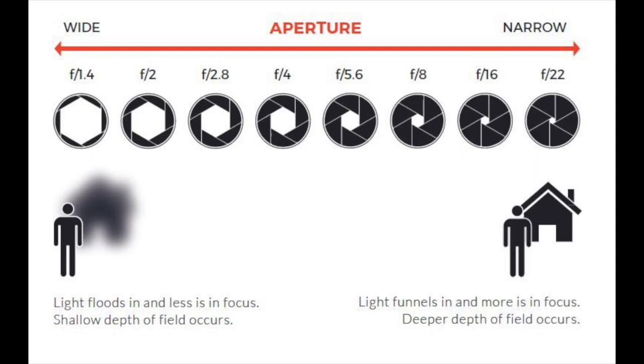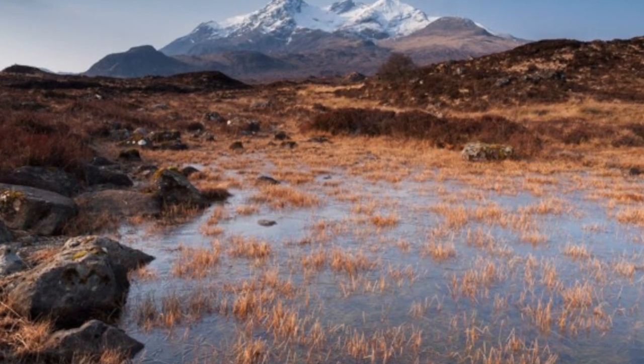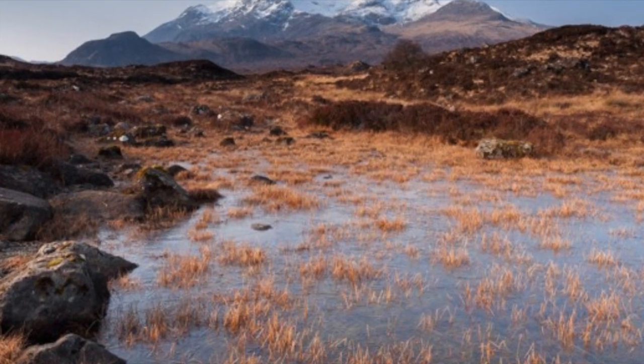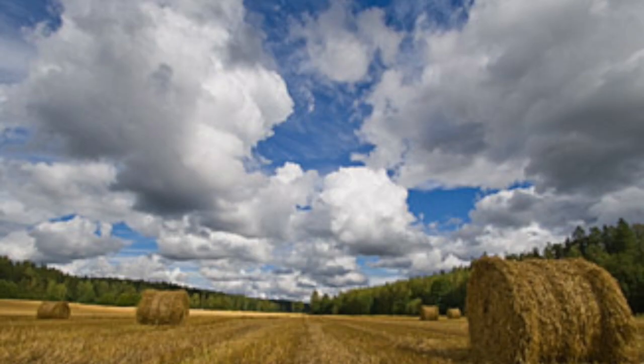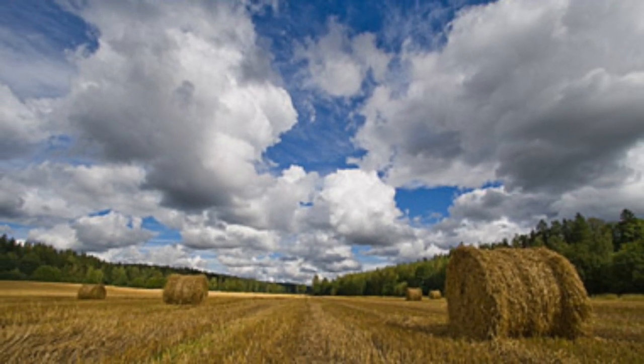Depth of field is controlled by the aperture, and it's a term that describes the amount of image that's in focus. A large depth of field means that a large distance within the scene is in focus, like the foreground to background of this landscape. You achieve a deep depth of field with a small aperture or a large f number.